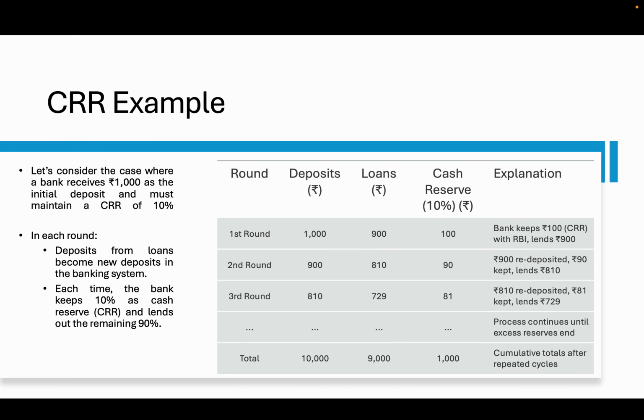Now let's walk through a real life chain. Suppose you deposit 1000 in bank A. So bank A will keep 100 with RBI and lend rupees 900. The borrower spends 900 at say any shop, Mina's shop for example. So Mina will deposit 900 in her bank.